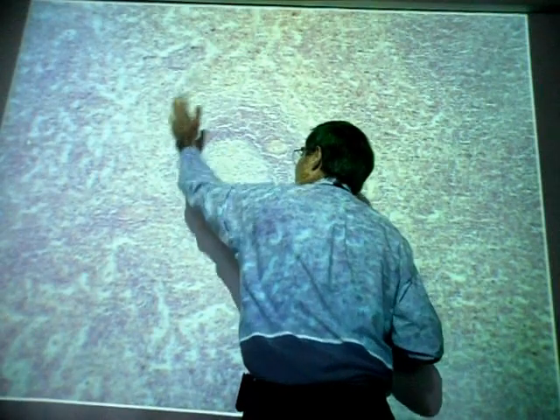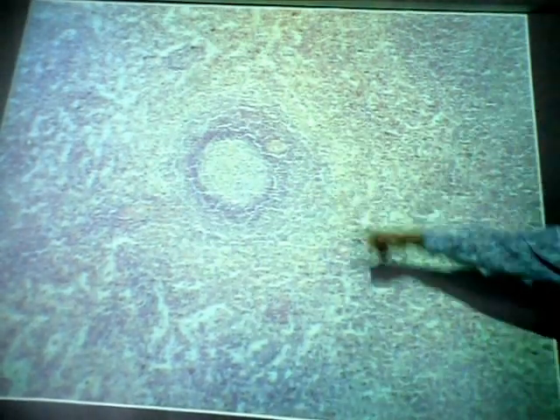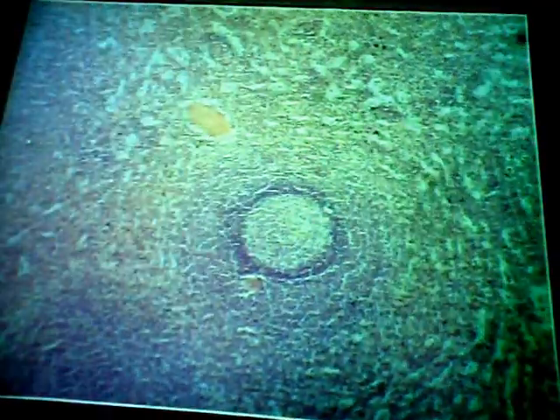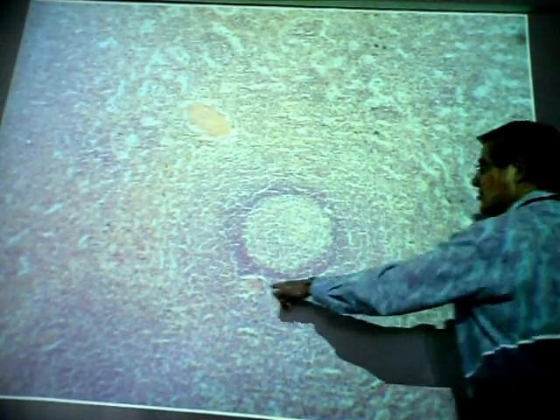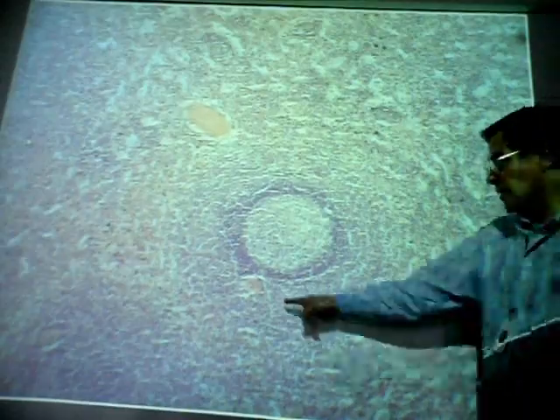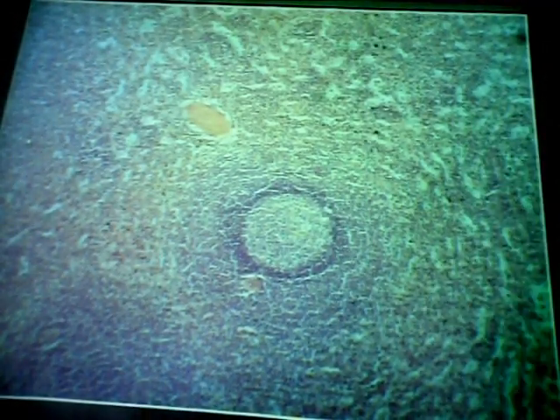So again, when you look at this, you can see the whole thing. And to me, it's sort of like a little island surrounded by a sea of red pulp. So that's white pulp. And again, there's your central artery. And then you've got some other regions here. There's another one. Okay, it's white pulp again. Here's the central artery. Now you're going to have a lot of other blood vessels in here too, but they're larger. So the central artery is going to be pretty small.